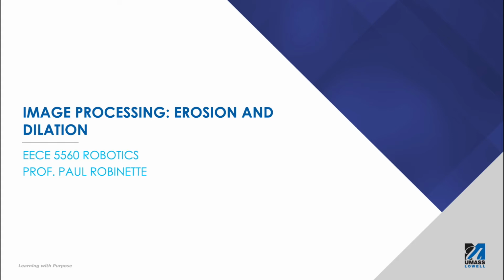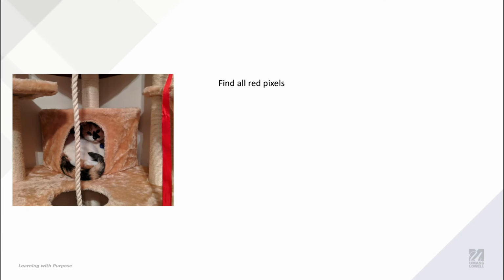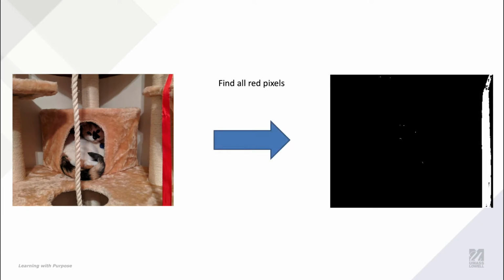Let's talk about some simple image processing techniques called erosion and dilation. Last time we found all the red pixels in this image, and we found a couple of errors here. There are these spots here that shouldn't be there that came up with the red filter, and then a couple of spots in the ribbon here that just weren't quite filled in that probably should have been. So how do we fix this? How do we get rid of the spots and fill in the gaps?